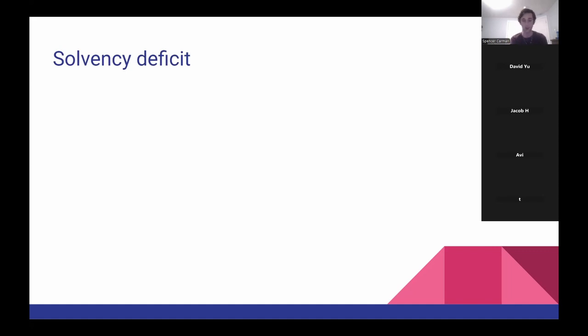Next is the solvency deficit. So this one's pretty simple. It's just saying that the framework and the alternative cannot solve. So whatever claims they're making in order to solve structures, it's saying that they can't do it and that it's going to fail for a number of reasons.